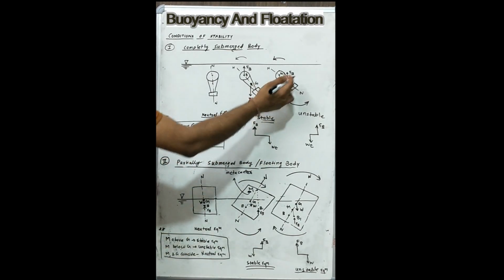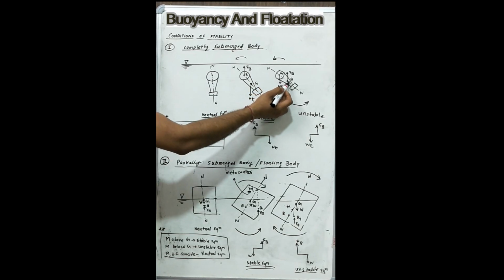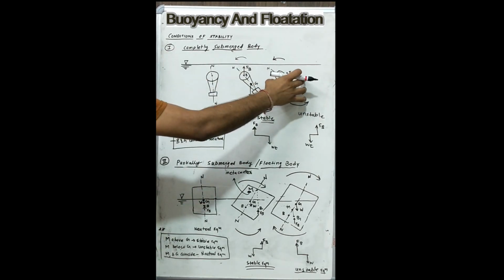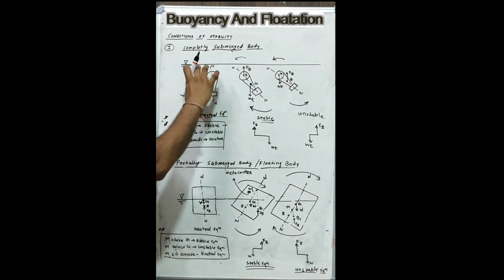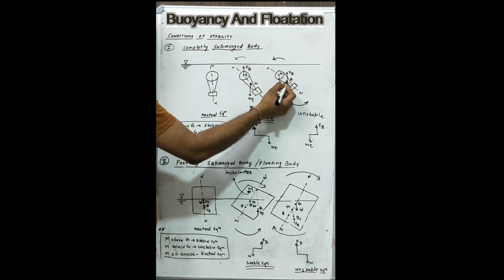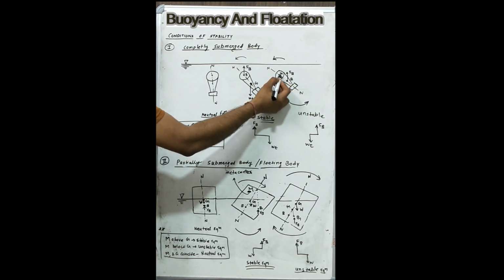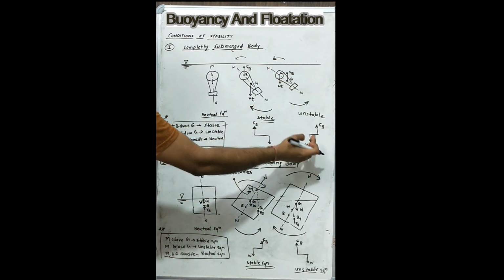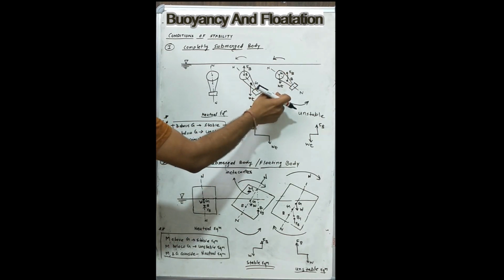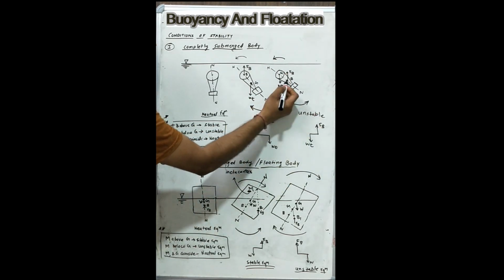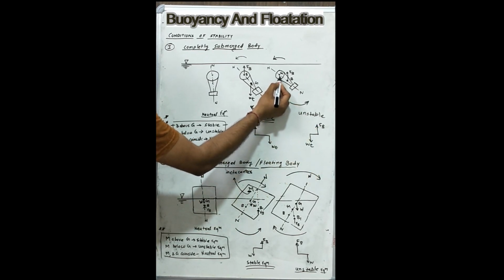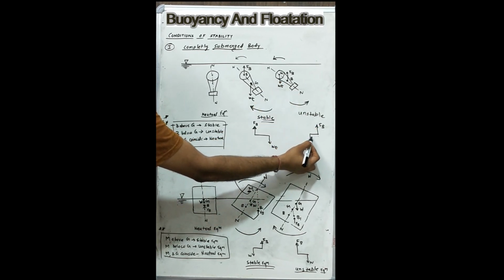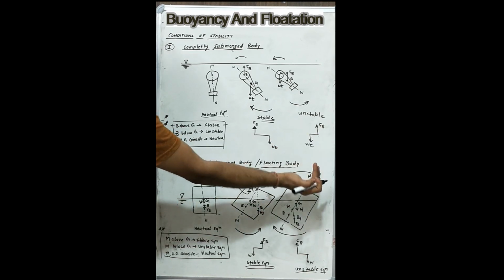Now what happens in the other case? If the center of gravity lies above the center of buoyancy, that is, the center of buoyancy is below the center of gravity, what happens? If we give a moment to this body, the buoyancy force acts at the center of buoyancy and the weight of the body acts at the center of gravity. As we give the moment, the lines of action of these two forces are different. The buoyancy force acts in the upward direction and the weight of the body acts in the downward direction. There is a distance between these two lines of action, so this creates a couple.